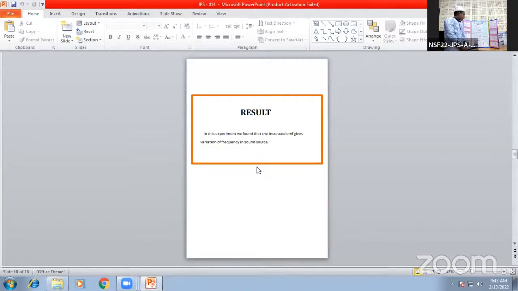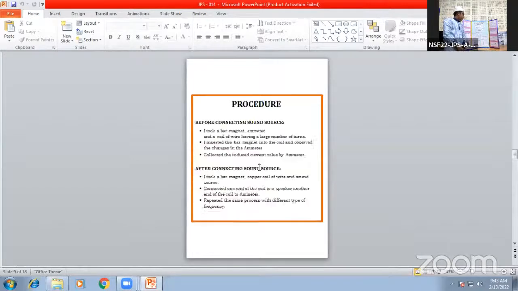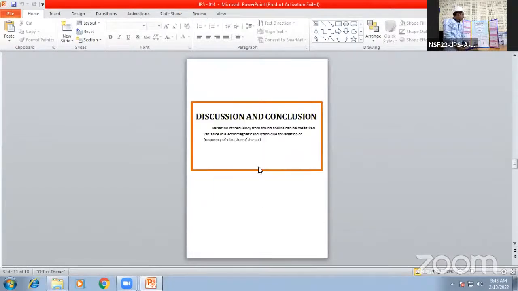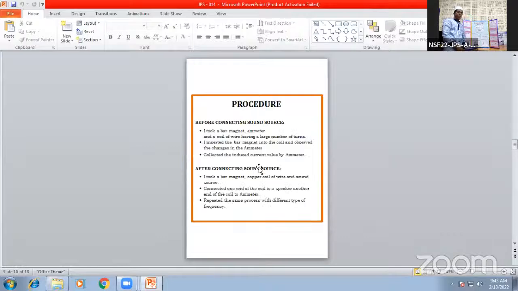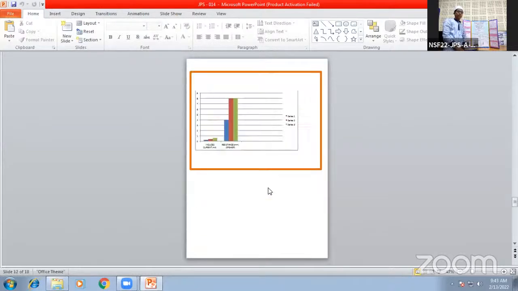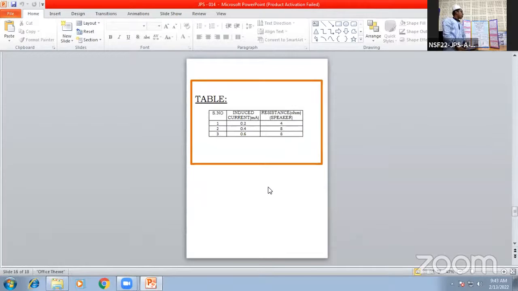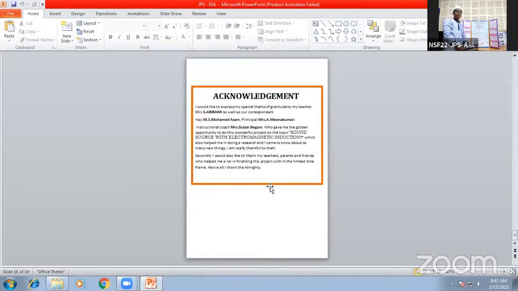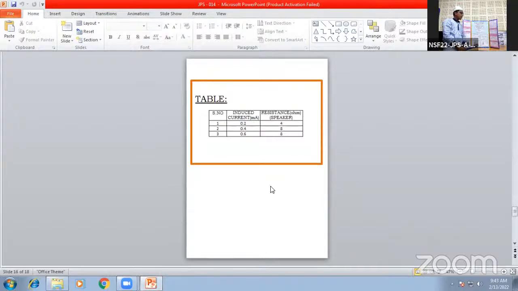In my first trial, induced current value was 0.2 milliampere. The resistance was 4 ohms. In my second trial, induced current value was 0.4 milliampere. Resistance was 8 ohms. In my third trial, induced current value was 0.6 milliampere. Resistance was 8 ohms. Variation of frequency from sound source can be used to measure variance in electromagnetic induction due to the variance of frequency of vibration of the coil.